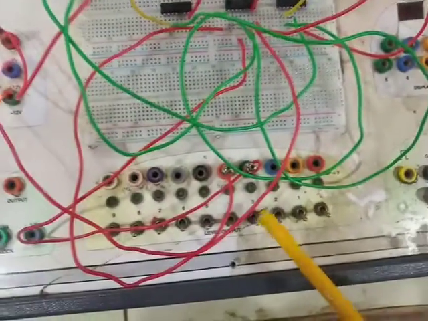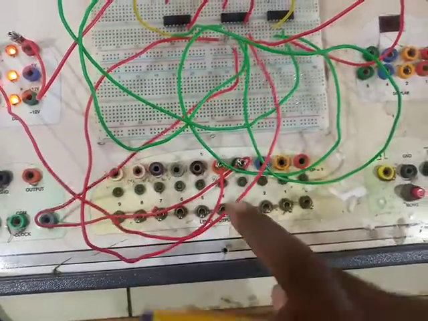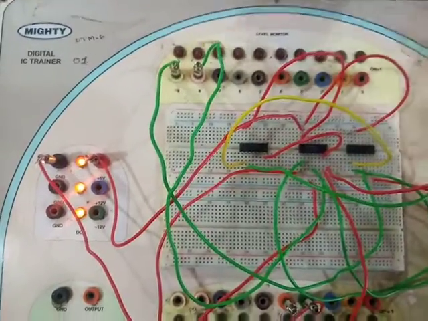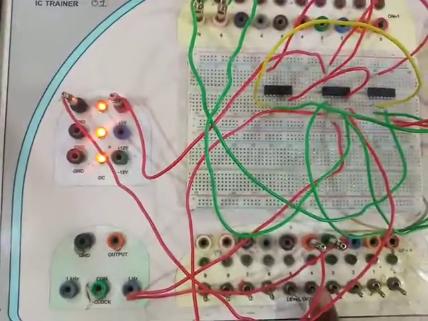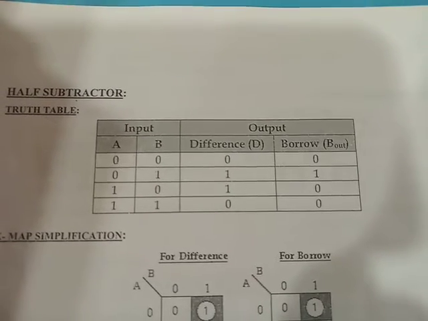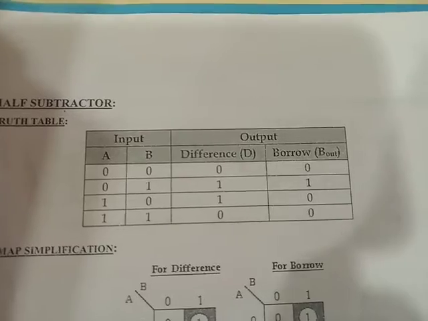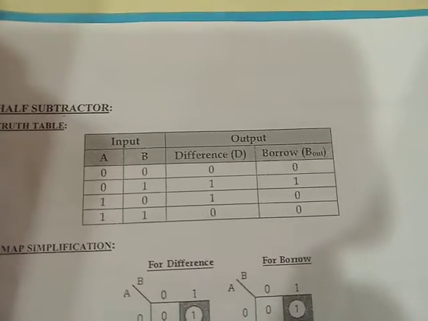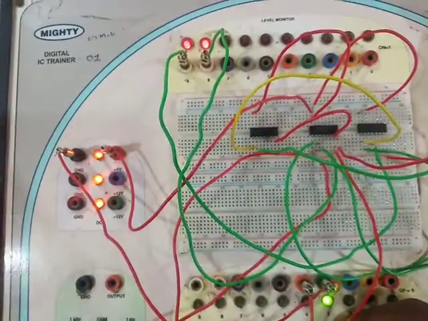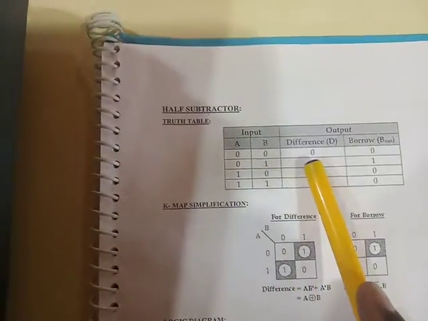So here this is A and B, the two inputs, A and B, and this is borrow and this is difference. Now we are going to verify. For 0 and 0, the truth table will be 0 0, 0 0, 1 1, 1 0, 1 0, 1 1 and 0 0. Now we are verifying the first two, 0 0 and 0 1. For 0 0 my output is 0 0, and for 0 1 my output will be 1 1.